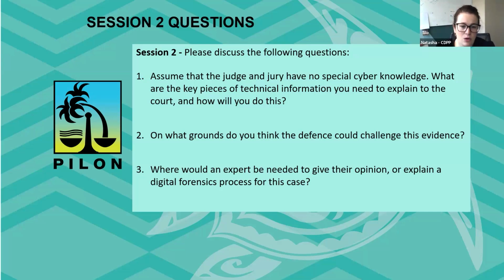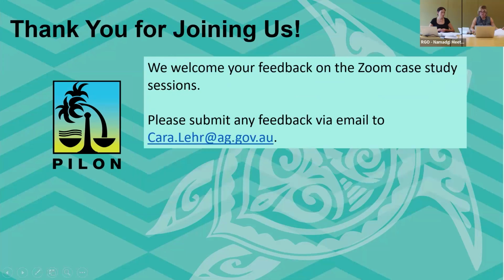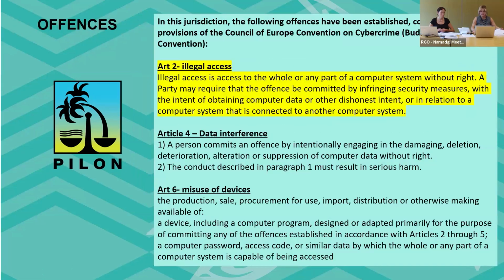Then the next one is, on what grounds do you think defence could challenge this evidence? Did anyone have any ideas of how the evidence could be challenged in this case? Just again, reminding everyone that we're looking at Article 2, illegal access, and Article 8, computer-related fraud. So I might just get those up while we think about that question. So this is Article 2.